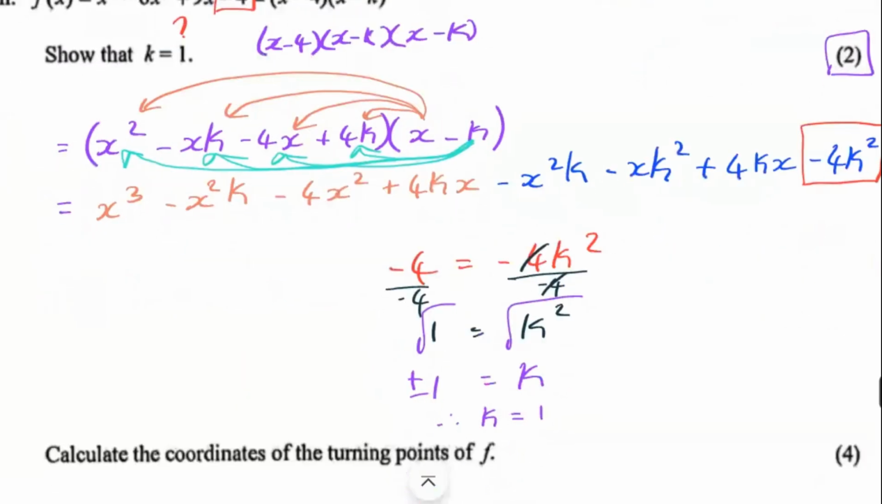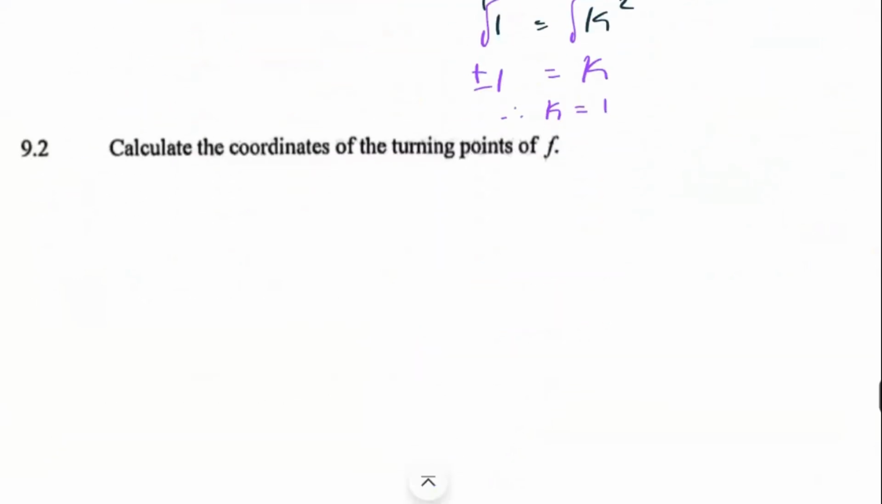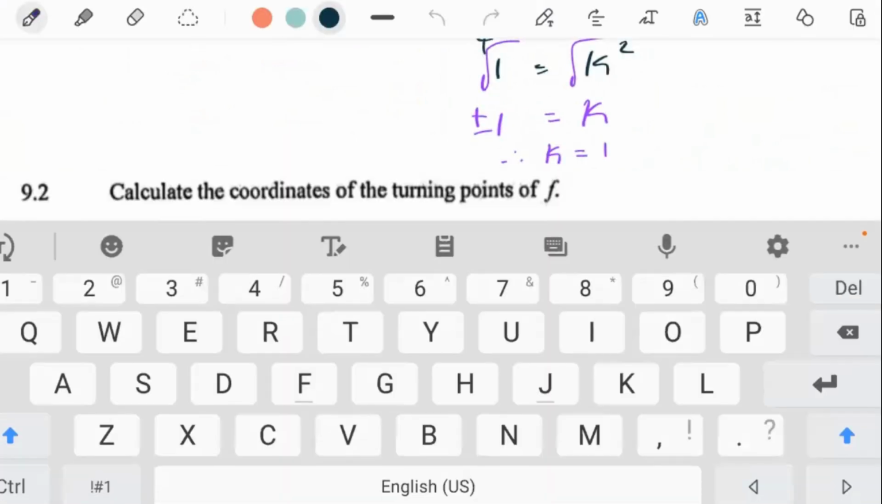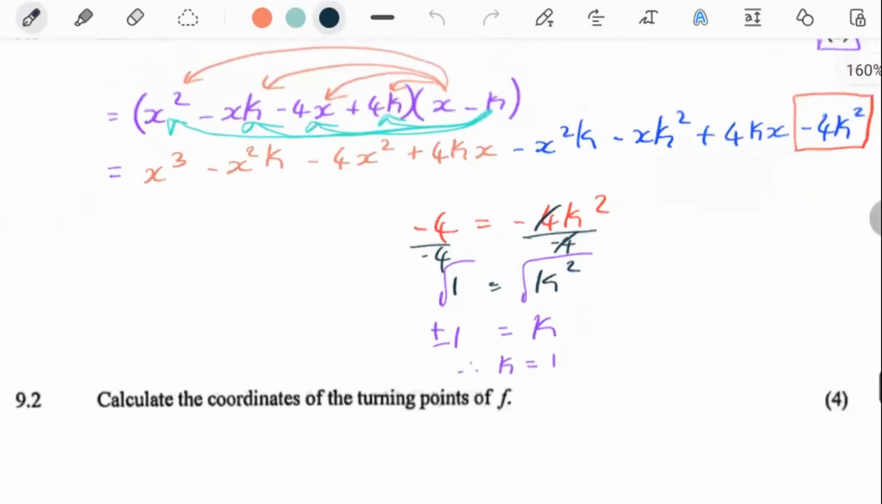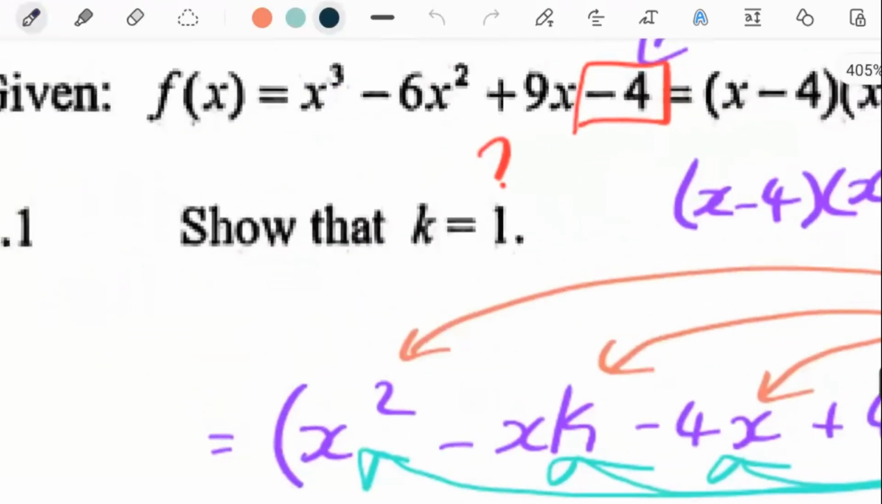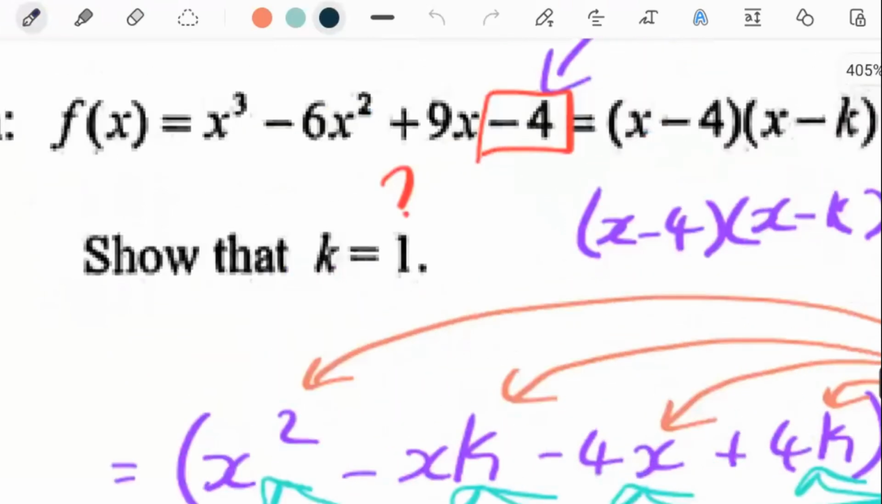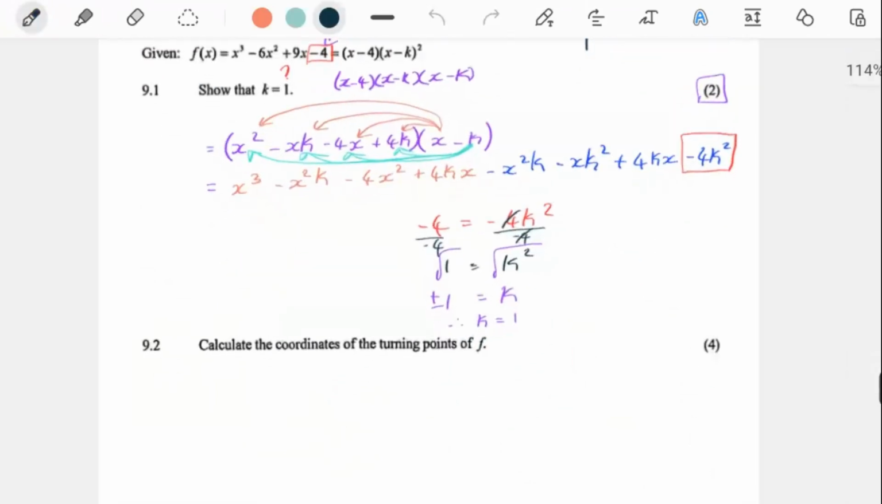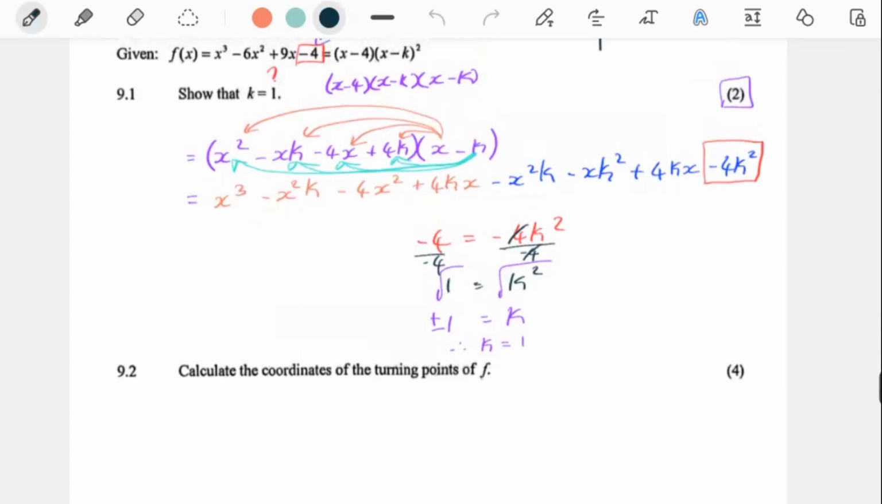Okay, so the next question here is question 9.2. It says the following. Calculate the coordinates of the turning points of f. So getting the coordinates of f is pretty straightforward because, getting any turning point of any graph, all we need to do is to differentiate the equation that we have and then equate that equation that has been differentiated to 0.